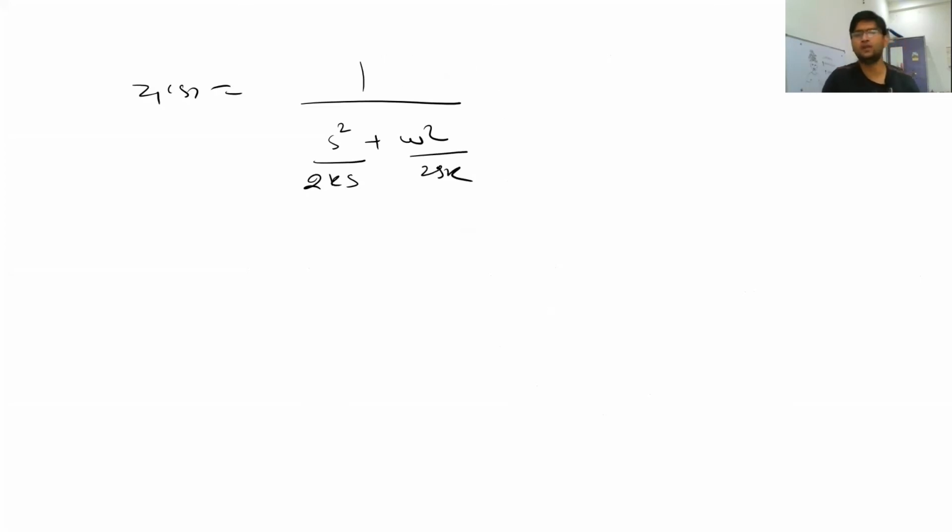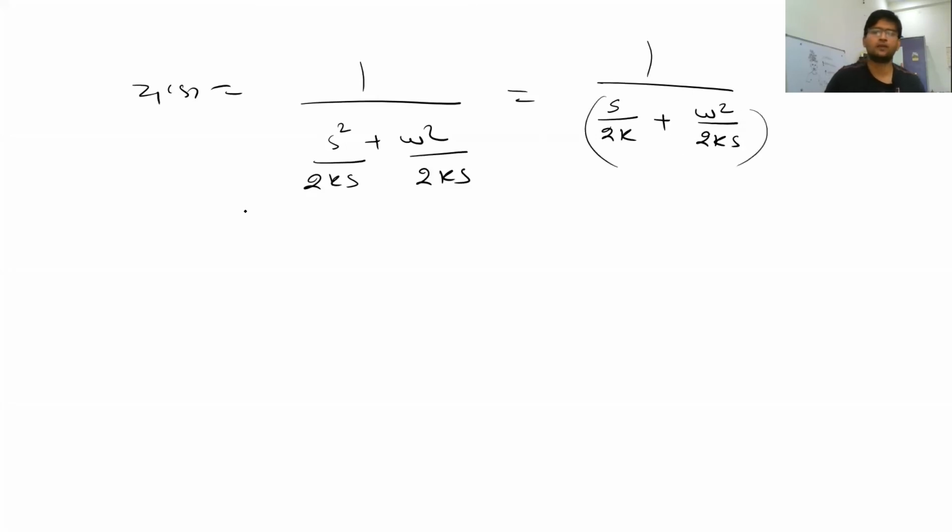So Z1S can also be written as 1 upon S square plus omega square divided by 2Ks. I have taken the numerator into the denominator. So let me write it as 2Ks, right? So further we can write it as S divided by 2K plus omega square divided by 2Ks. Clear?